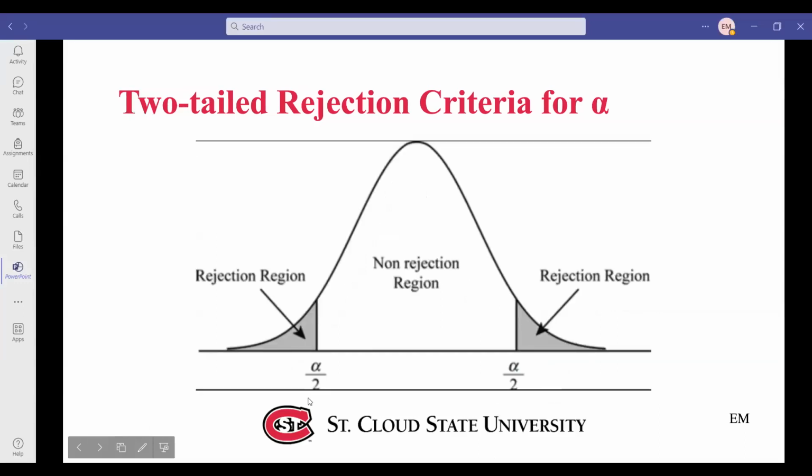Okay, so this is our two-tailed test. With a two-tailed rejection criteria, we have 2 rejection regions. And with this bell curve, I'm going to show on the board how we use the null and alternative hypothesis to reject both regions. So I'm going to switch over to my screen again so you can see the board.